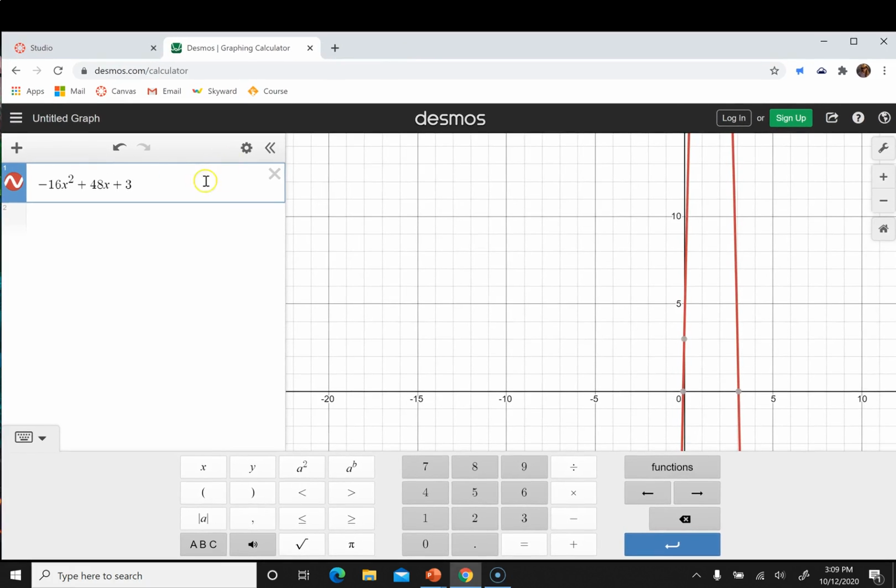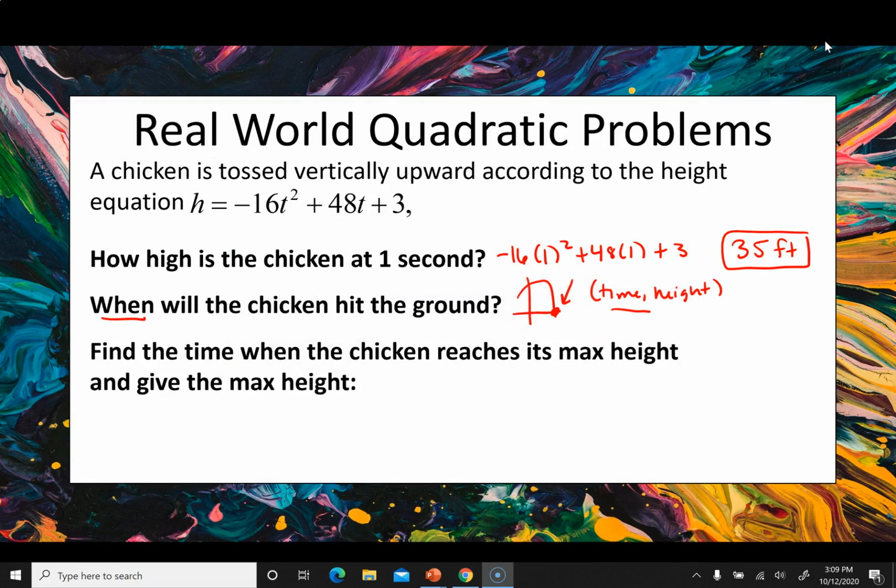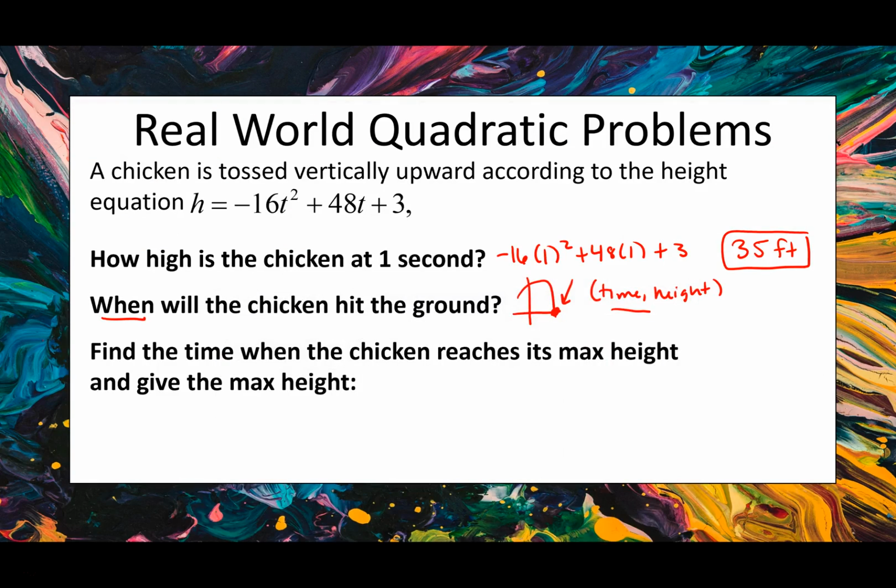All right, so I took some time to graph this. This is our new equation right here. And we're looking for when it hit the ground. So that's going to be the time 3.061 seconds.